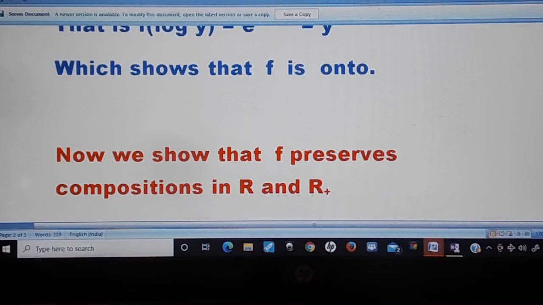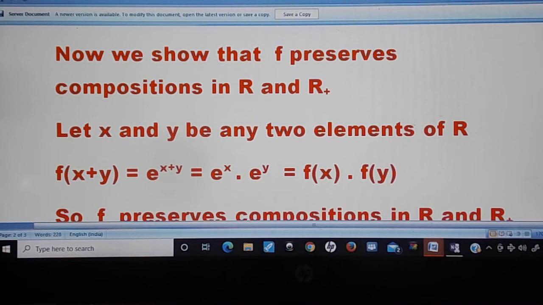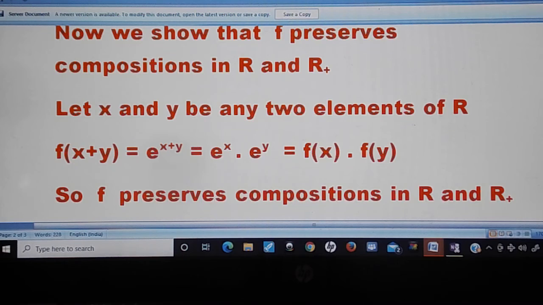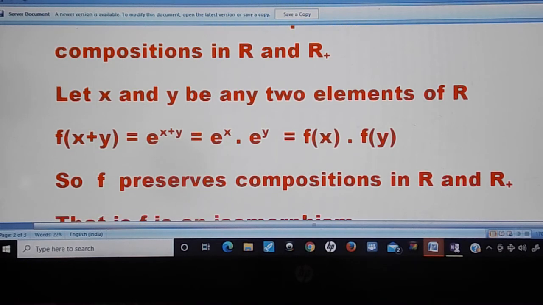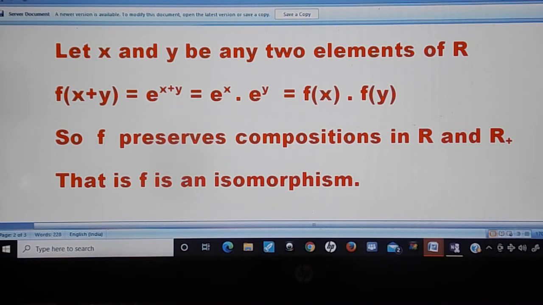Now we will show that the function f preserves compositions in R and R plus. What is the composition in R? Addition. What is the composition in R plus? Multiplication. Let us take any two elements x and y of R. What is f of x plus y? It is equal to e raised to x plus y. e raised to x plus y is equal to e raised to x into e raised to y, equal to f of x into f of y. So, f preserves compositions in R and R plus. Therefore, f is an isomorphism.